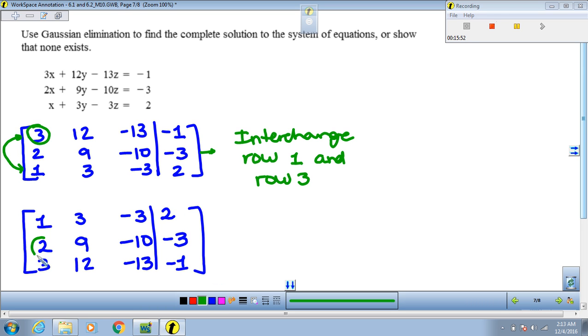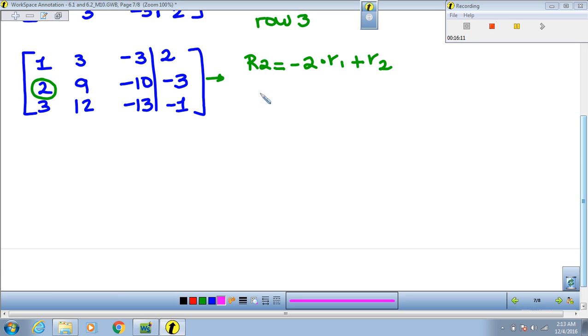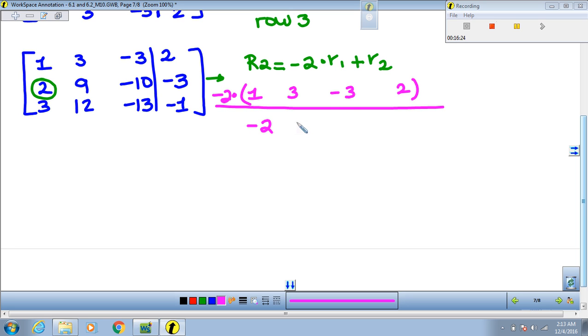Next thing that we want to do is this number we want it to be a 0. So what could we do? Well, row 2 is going to be negative 2 times every number in row 1 plus every number in row 2. So we're going to do the same thing that we did before. Copy all the numbers in row 1: 1, 3, negative 3, and 2. We're going to multiply all these numbers times negative 2. So negative 2 times 1, negative 2. Negative 2 times 3, negative 6. Negative 2 times negative 3, positive 6. And negative 2 times 2, it's a negative 4.